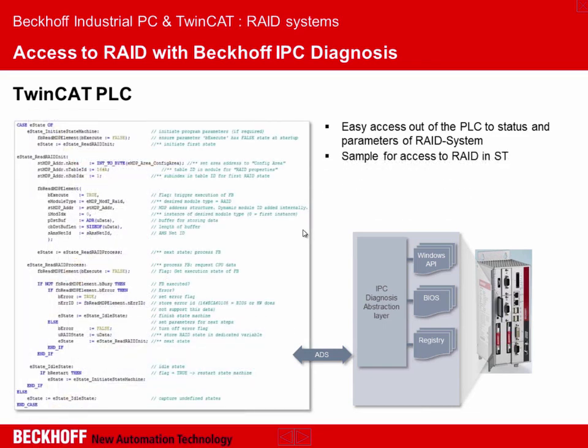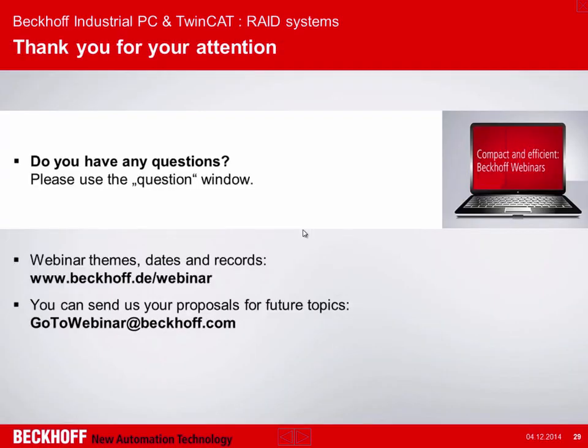In the information system there's also an example written in structured text, and you can get it out of the information system and use it directly in your application. So this is a very easy way to get the information in different ways out of the RAID controller using the IPC diagnostic as an abstraction layer. If you have any questions, feel free to ask.